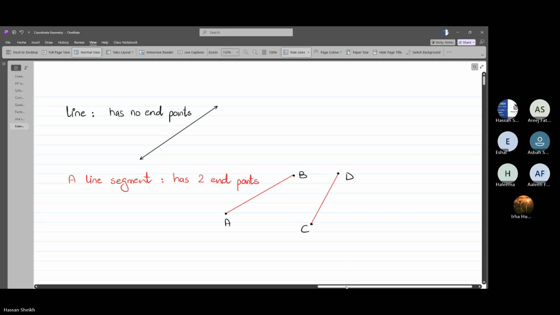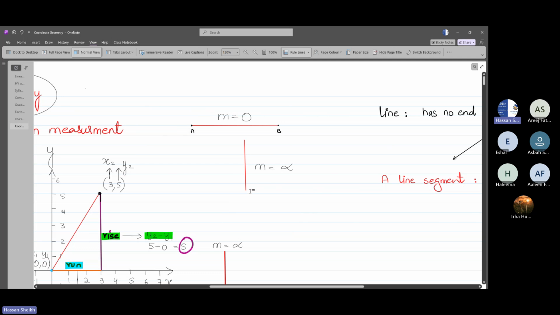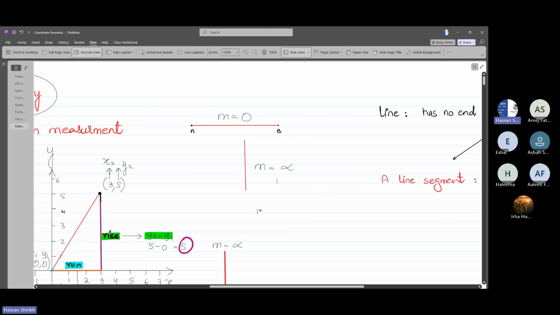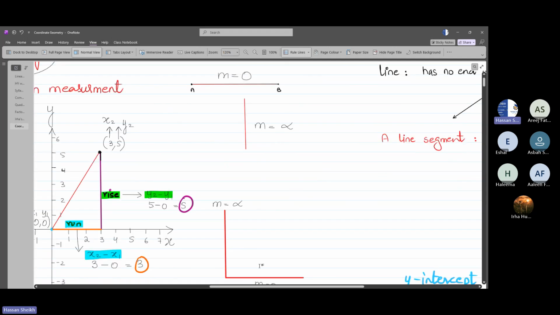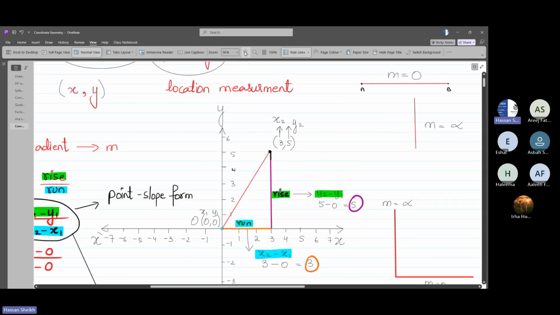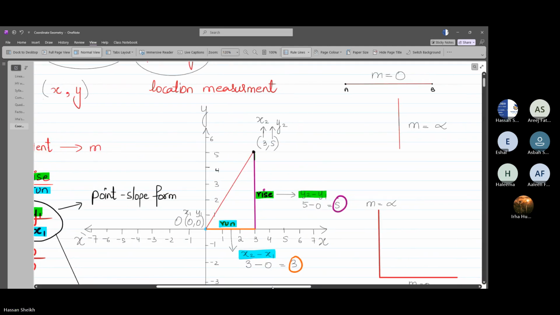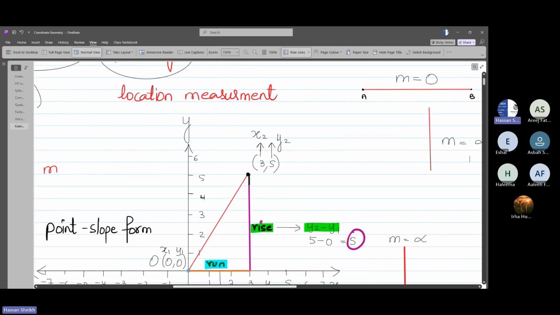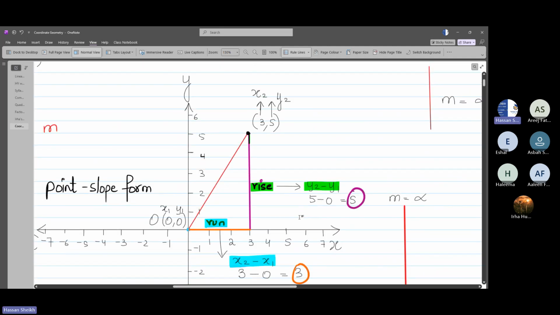Okay. Now moving back here, remember that flat horizontal lines have zero gradient or zero slope, and vertical lines have infinite slope. Now moving back to the coordinate system, which is the grid, the graph. Do you see that red line? It starts off at the origin and then it ends up at 3 comma 5. Agree?